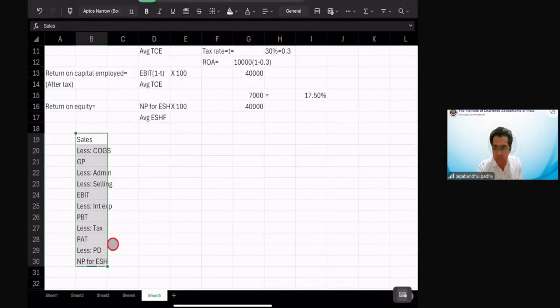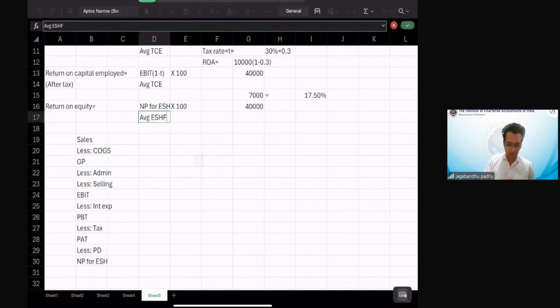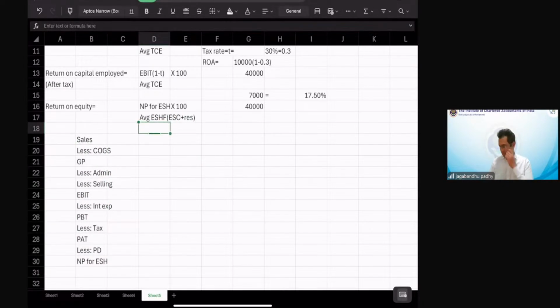Average equity shareholders. Where is equity shareholders? I'm not taking average equity shareholders. It's equity shareholders' fund. The average equity shareholders' fund means equity share capital plus reserves. We're not taking the count of equity shareholders.